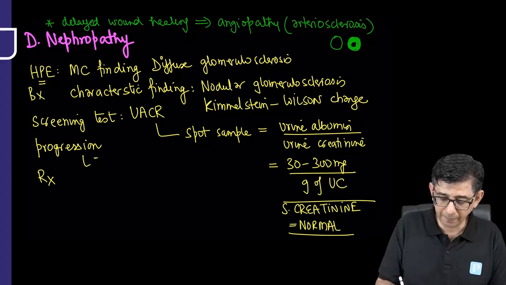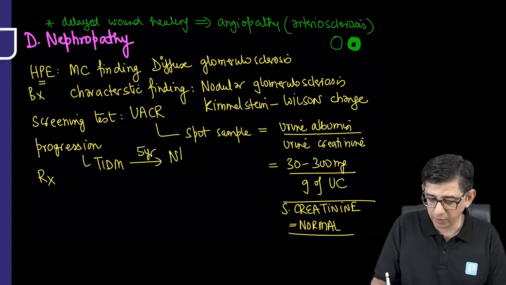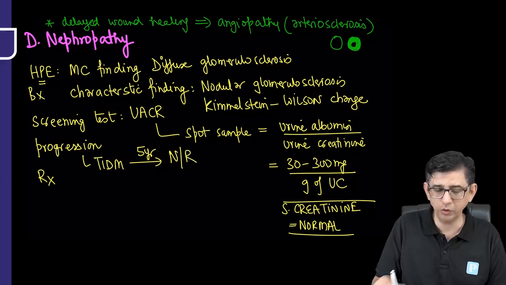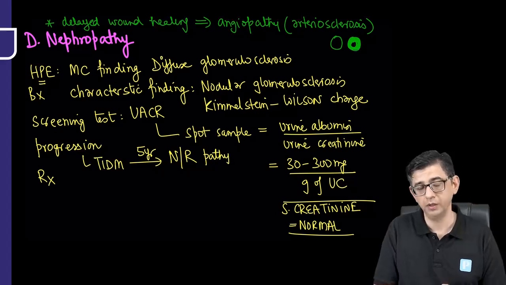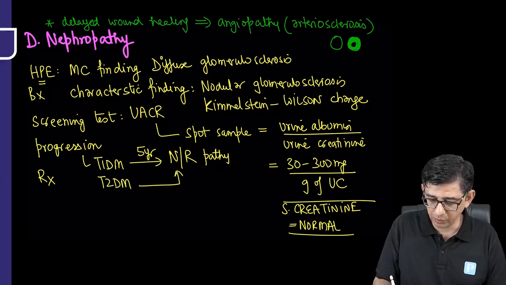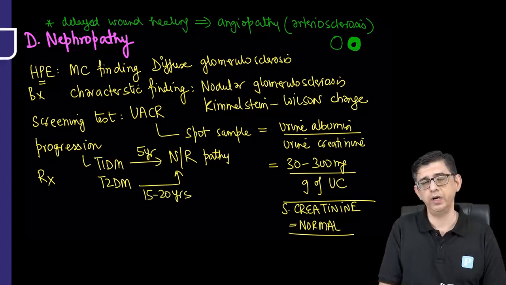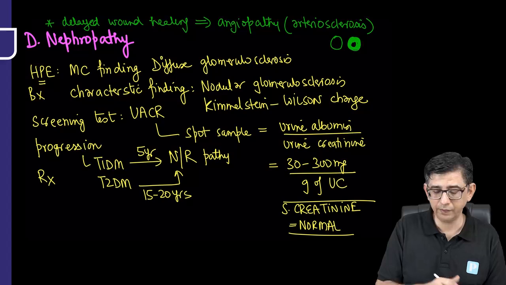As I've said earlier, in type 1 diabetes mellitus, it will take approximately 5 years for a person to end up with development of either a nephropathy or a retinopathy. N stands for nephropathy, R stands for retinopathy. The nephropathy and retinopathy progress with the same speed. In type 2 diabetes mellitus, for development of a nephropathy or retinopathy, it will take 15 to 20 years. If the kidneys are involved, scan the eyes. If the eyes are involved, scan the kidneys.